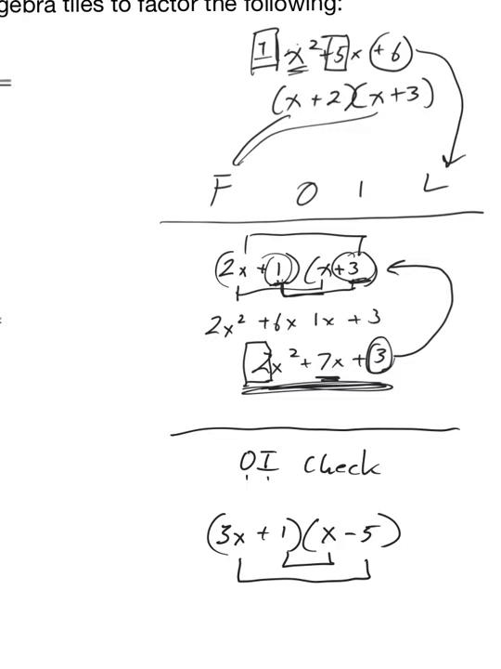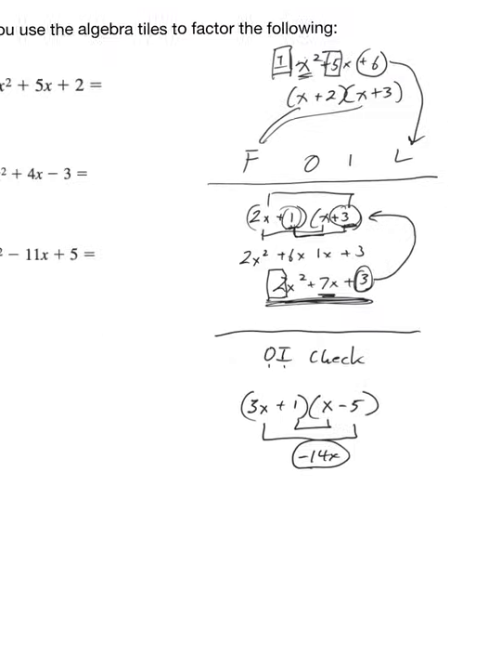So it's going to be minus 15x plus 1x, which is minus 14x. So the OI check gives me a negative 14x. Later on, I'll show you how we're going to deal with that. Let's do a couple more.